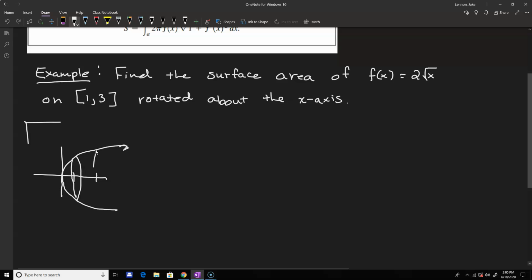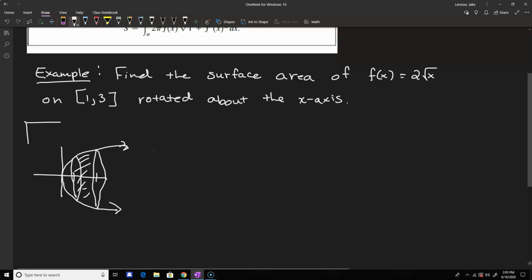We're getting kind of this part of this kind of reverse cone. So we've got that section here, which is, again, just a two-dimensional image of what we're doing, but you get the idea. So we're trying to find the surface area of that kind of bowl with an open top and open bottom.